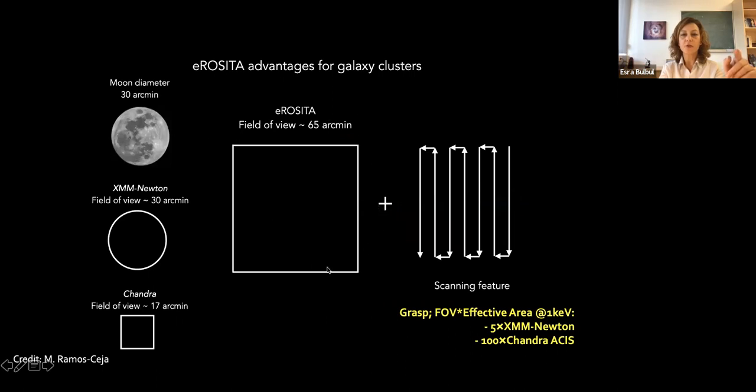This is our field of view. We have 1 degree almost across. This is in comparison to the moon. This shows you the 2 X-ray telescopes which are currently functioning in the sky, and you can see we have a much larger field of view. And we are an all-sky survey. So we scan the sky in a very fast and smooth fashion. And this is our pattern, this is how we scan the sky. In comparison, for our grasp, we are 5 times more sensitive than XMM-Newton and 100 times more sensitive than Chandra.